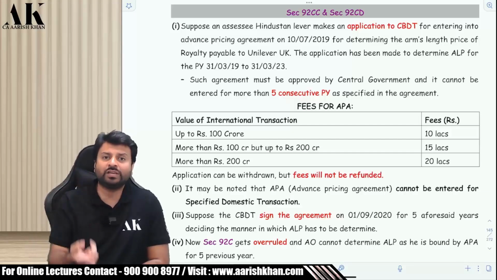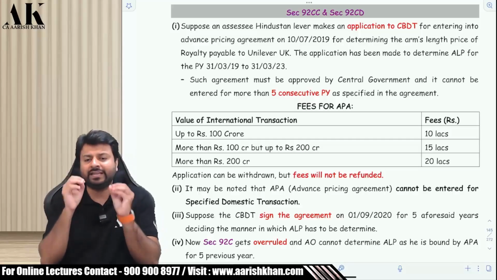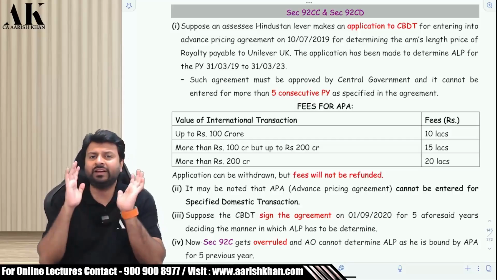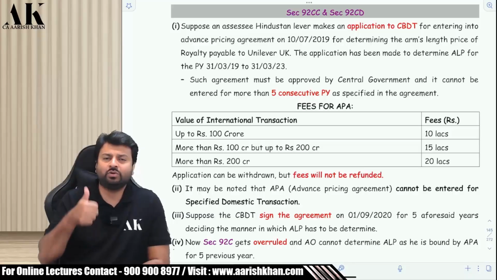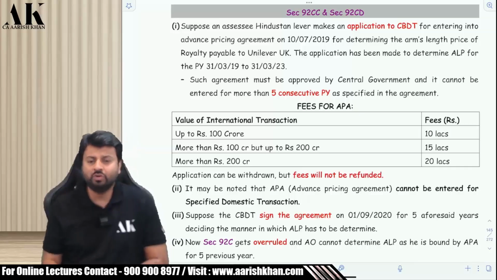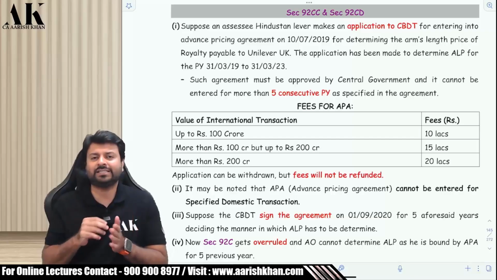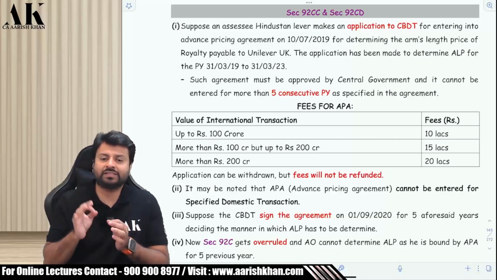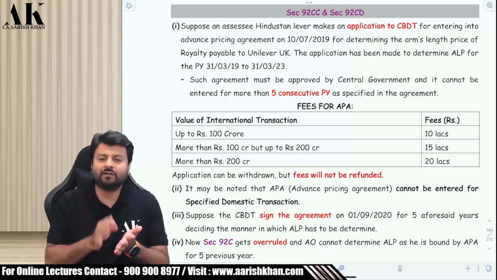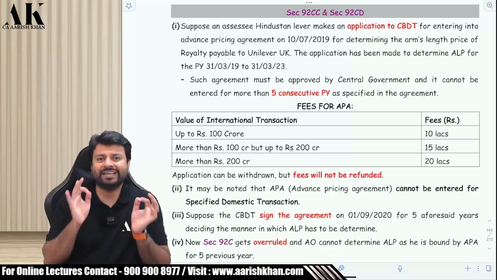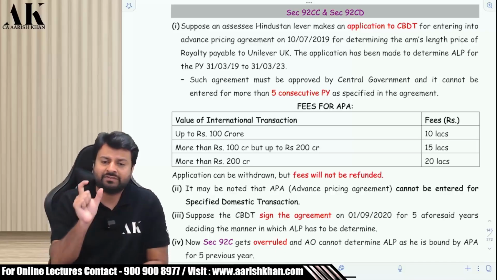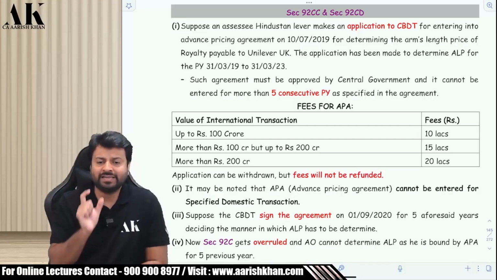Nobody can raise any question, and once CBDT determines the arm's length price, then nobody will raise any question. The AO cannot raise any question, the CIT appeal cannot raise any question, the CIT cannot raise any question, the TPO cannot raise any question, you also cannot raise any question, you also cannot appeal against that. Now this advance pricing agreement is entered after a prior approval with the central government. Approval of central government is a must, and this agreement is entered into for a period of maximum 5 years. 5 consecutive PYs it is entered into.